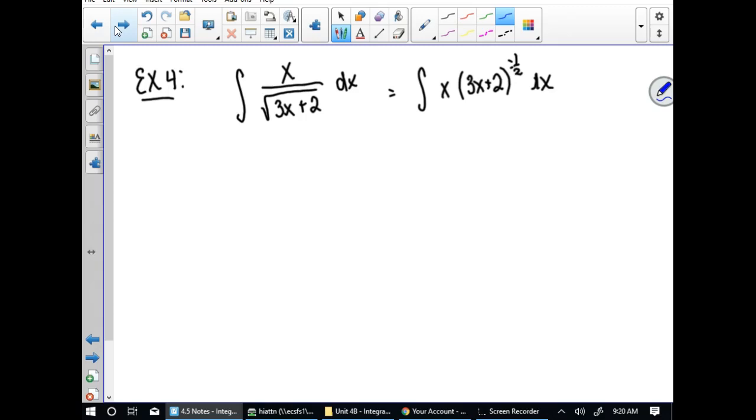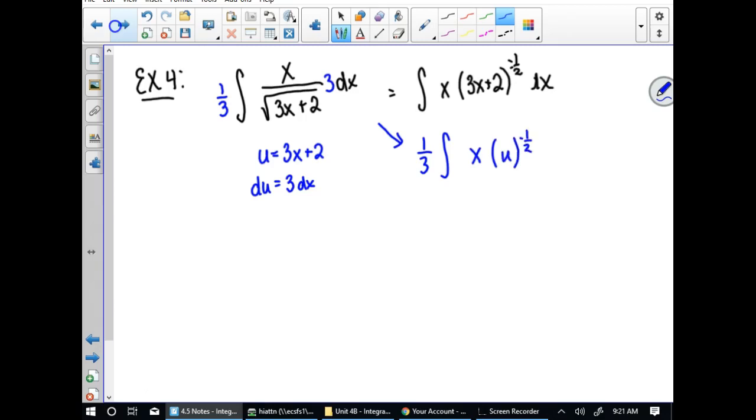So, similar thing is going to happen here. You pretty much have to let u be 3x plus 2. So that would make du 3 dx. You could put the 3 here with your dx. You could put the 1/3 out front. But whenever you do this, then you're going to get 1/3 the integral of, well, actually, let's do this, x times u to the negative 1/2 du, right, because you're putting the 3 here and the 1/3 out front.